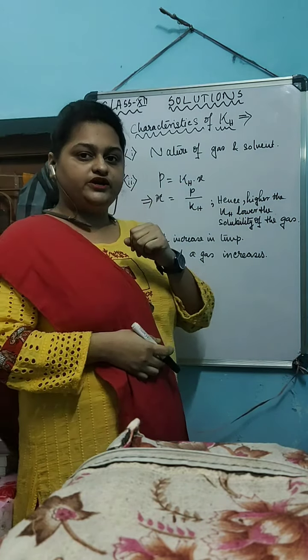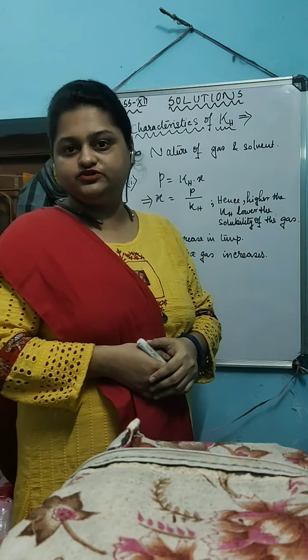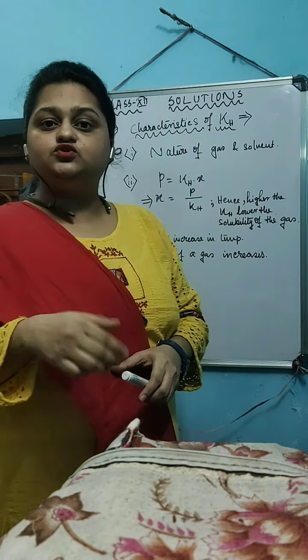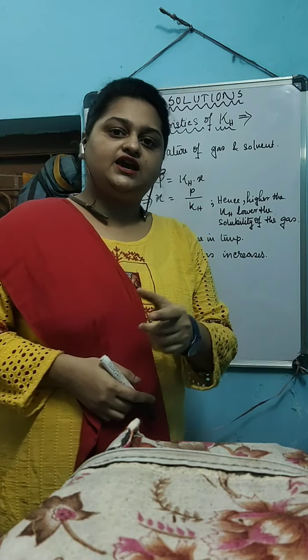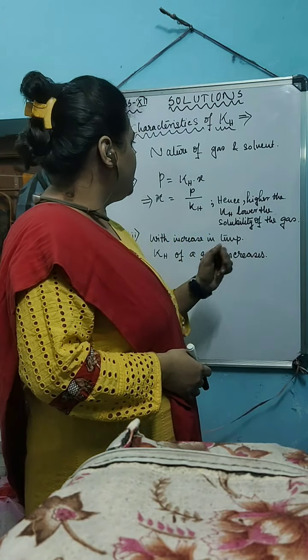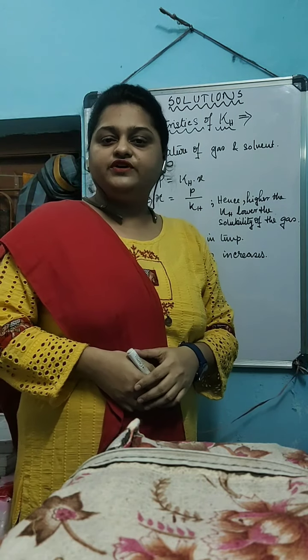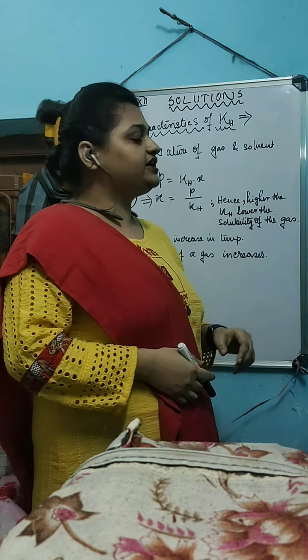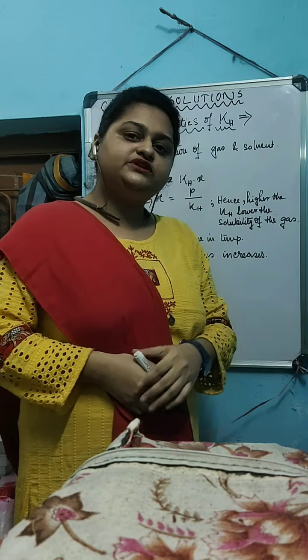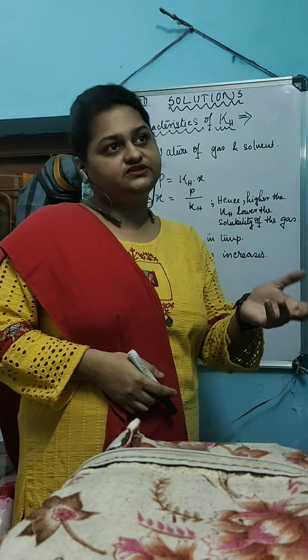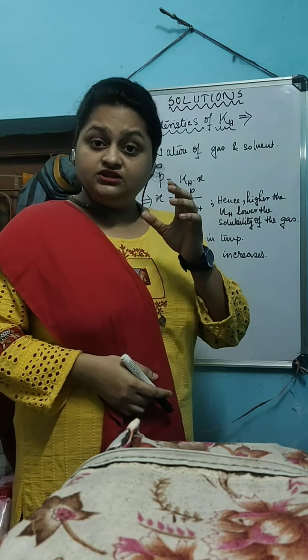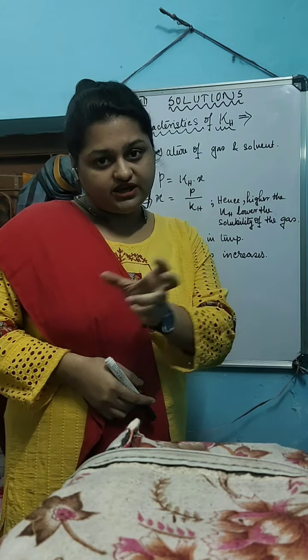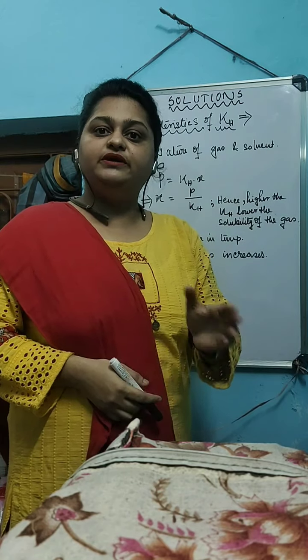The mathematical expression was given in the form of this equation: P equals kH x, where kH was Henry's constant. Now there are a few characteristics of this kH, Henry's constant, that we are going to study. The first characteristic of kH is that it depends on the gas and the solvent taken. Suppose I take two different gases, let's say nitrogen and oxygen, and I am dissolving them in water. In both cases, the kH value will be different.